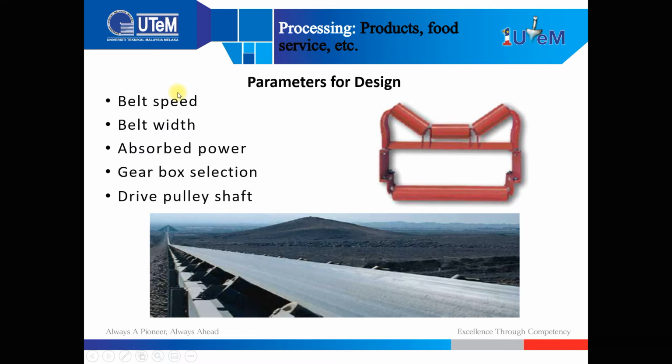First, the belt speed, and then the belt width, the absorbed power, gearbox selection, and drive pulley shaft. So these are the parameters to design the conveyor system. Okay, rather than choosing the material and the belt design, we have to take into account the absorbed power, the gearbox selection, the drive pulley shaft, and so on.